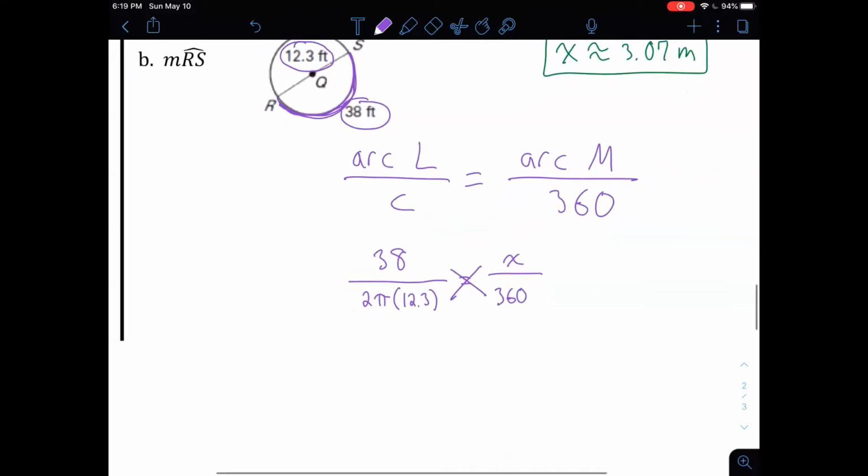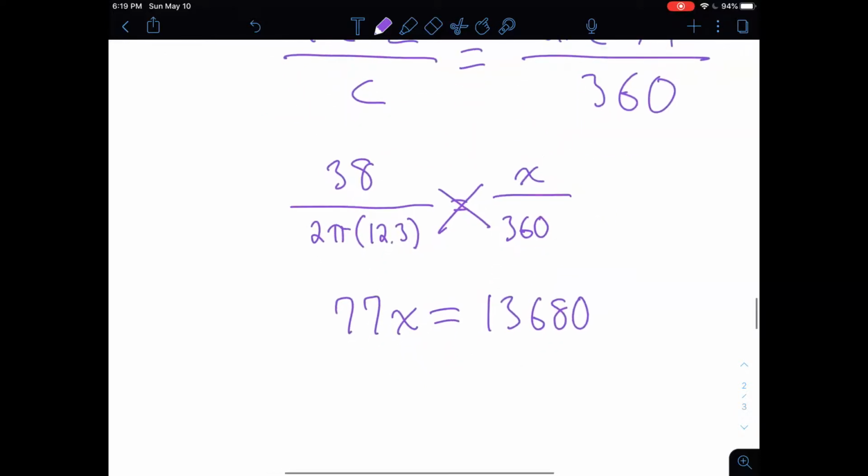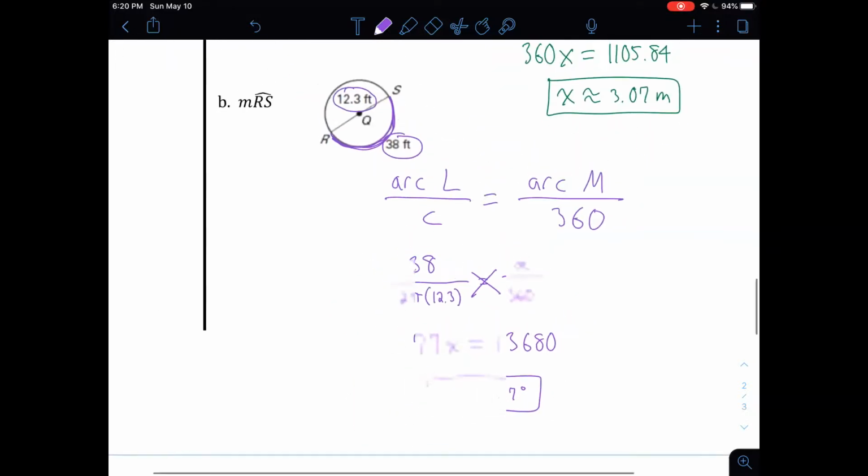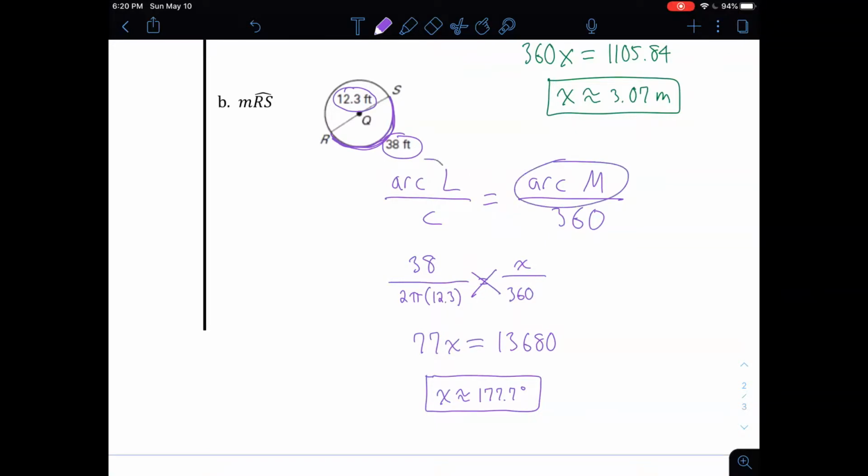So that's going to be approximately 77x equals 13,680. Divided by 77, you're going to get x is approximately 177.7 degrees. So we can solve for a radius, a diameter, or circumference, or we can solve for an arc measure or an arc length, depending on what we're looking for here.